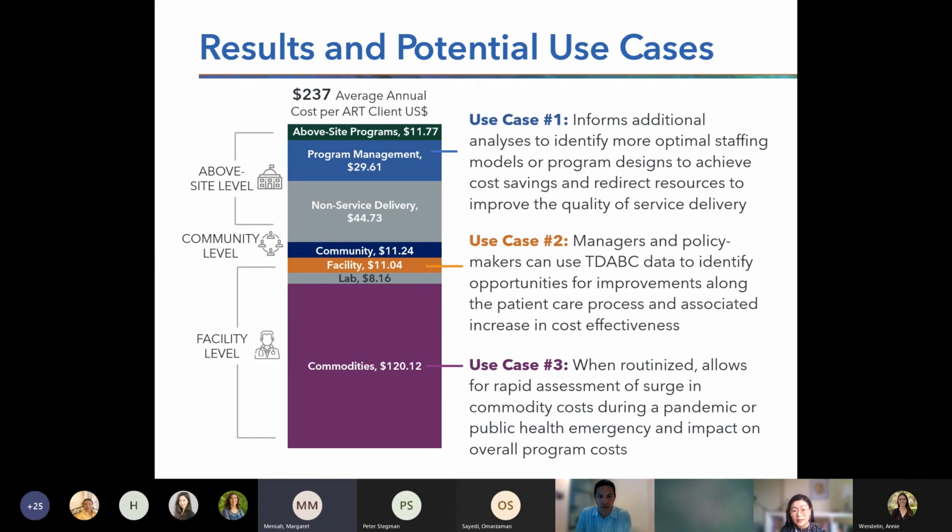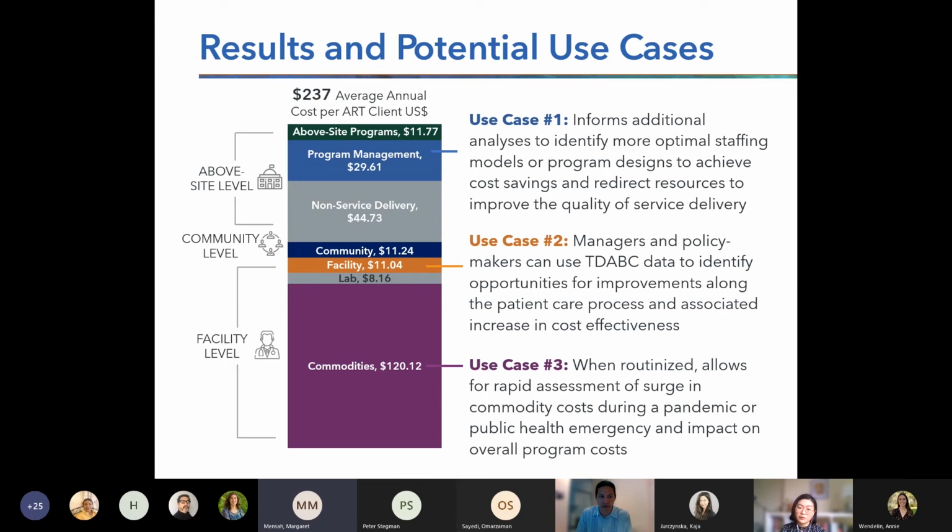2, taking a closer look at the time-driven activity-based costing, or TDABC, data and examining variations across facilities and facility types and sub-patient categories, either via multivariable regression analyses or other more sophisticated analyses, can reveal opportunities to design quality improvement initiatives, which are expected to increase the cost effectiveness of HIV service delivery. Facility administrators can then use the TDABC data visualized in process maps to further strategize how to improve quality of care at the individual facility level. Lastly, you can see that commodities is a huge cost driver.